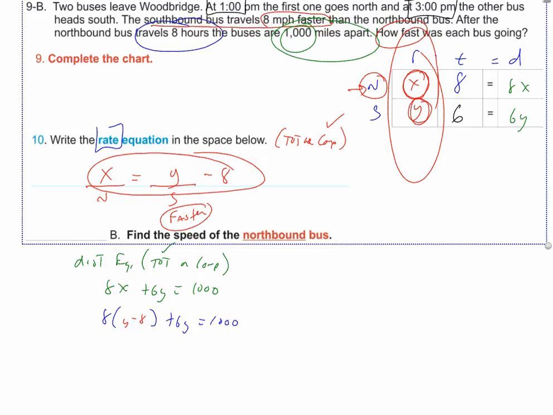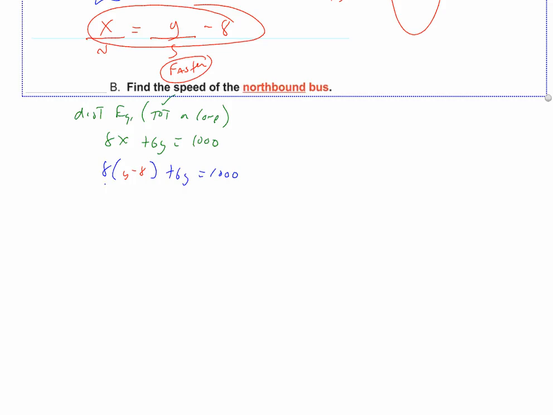Go a little higher here. I'm going to distribute: 8y minus 64 plus 6y equals 1,000. I'm going to add a positive 64 to both sides. I'm going to add my like terms and get 14y. And I'm going to divide the other side by 14, right? I'm going to take my calculator out and do 1,064 divided by 14, and I get 76.